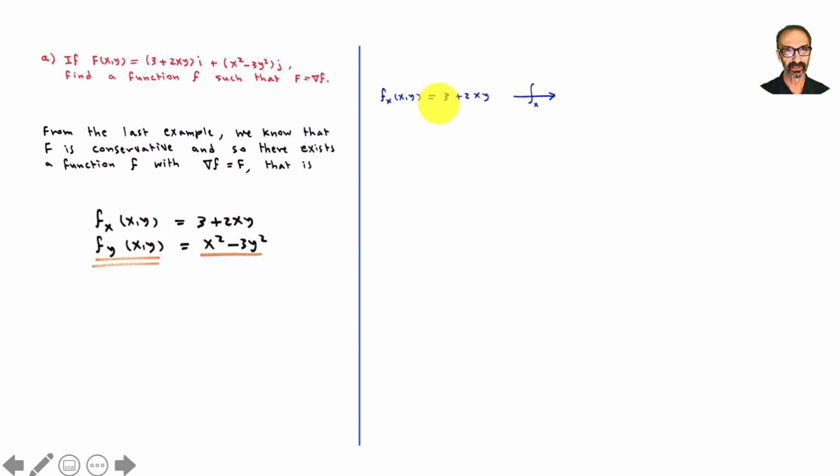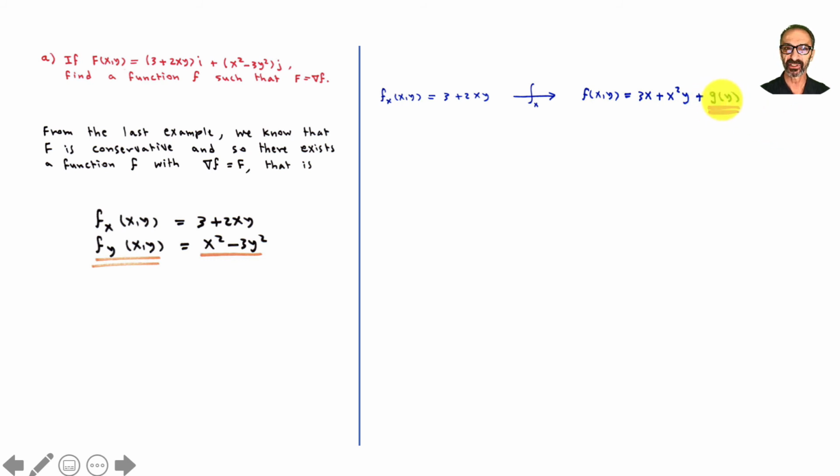3 becomes 3x. 2xy becomes 2x to the second over 2. 2 cancels y. Plus the constant of integration. But this time we're not going to write c like single variable calculus. We're going to write g of y. It's a function of y. Could have y. Doesn't have to have y.